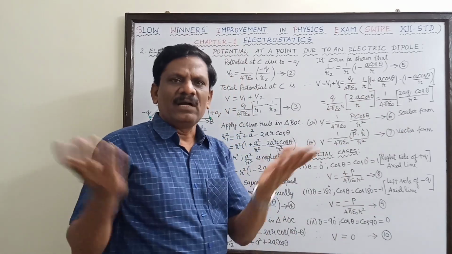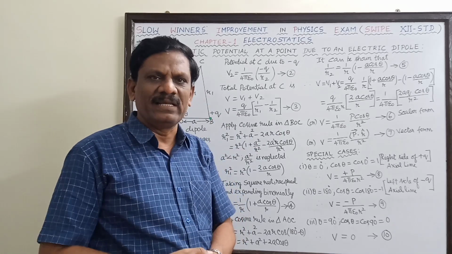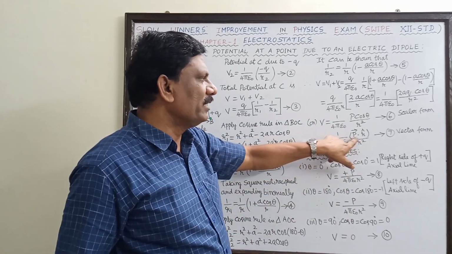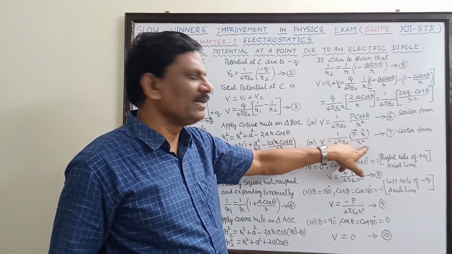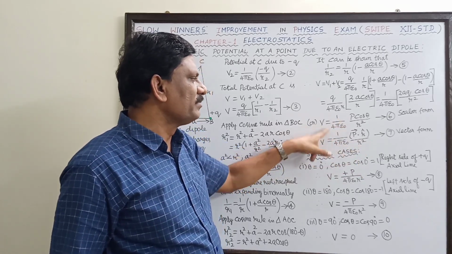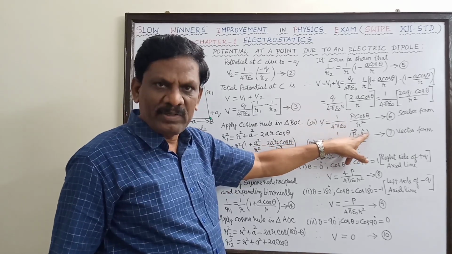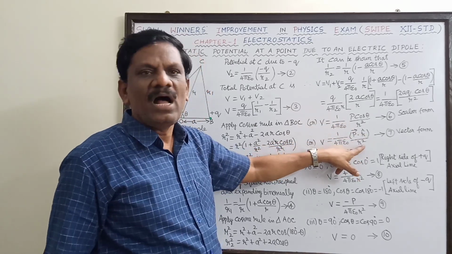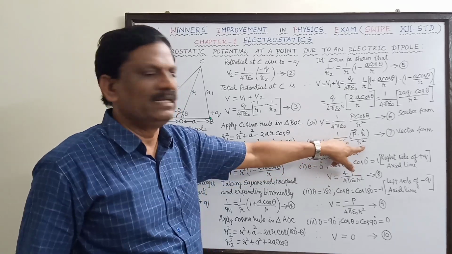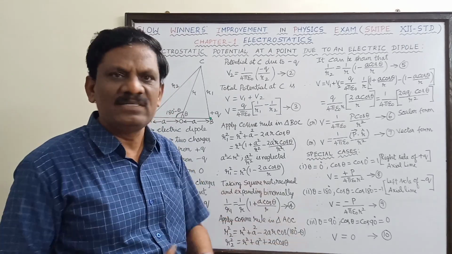The dot product of two vectors is also a scalar. That is why I can also express it using the dot product of two vectors. So once again V is equal to 1 by 4 pi epsilon naught into p vector dot product unit vector r cap divided by r square. Understand? This is in vector form, equation 7. So the derivation is over.